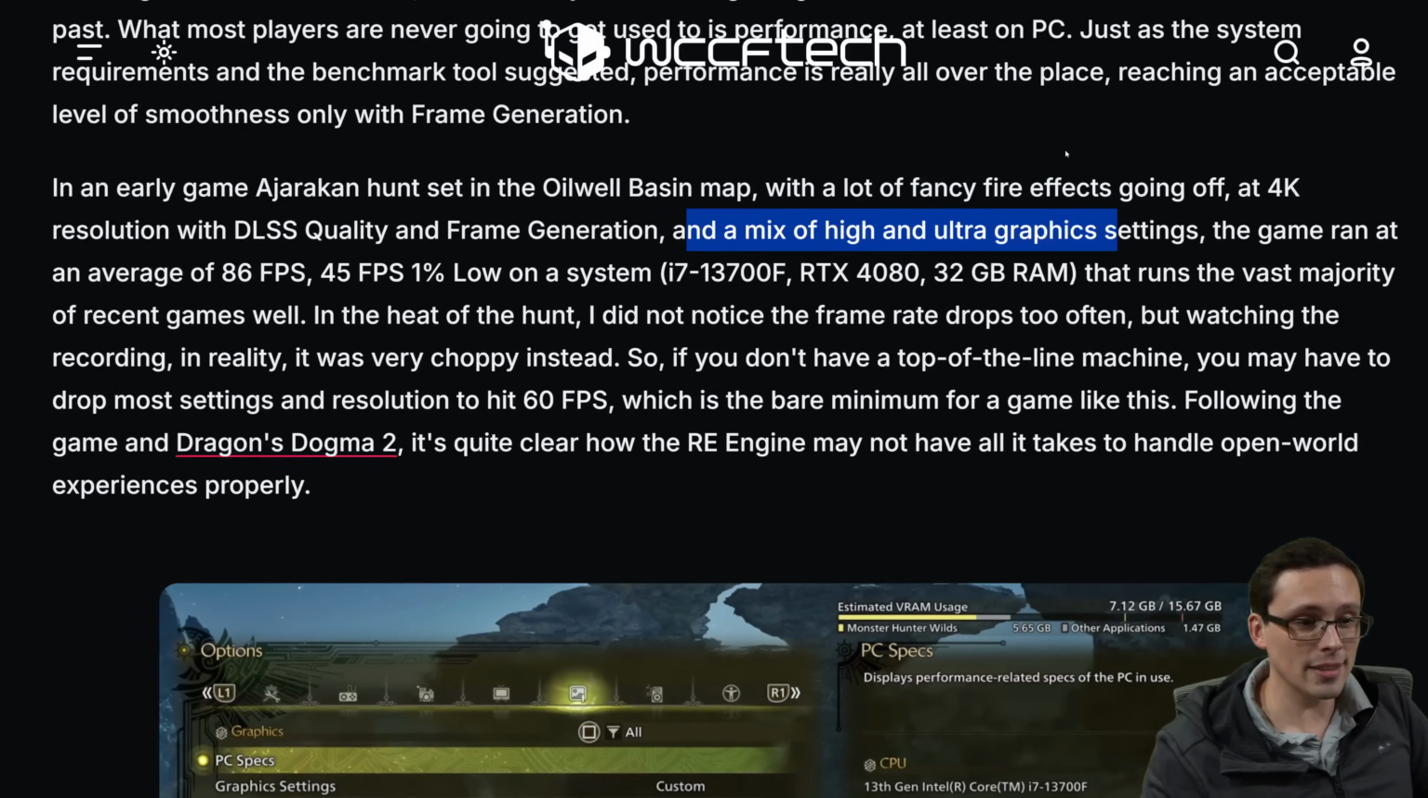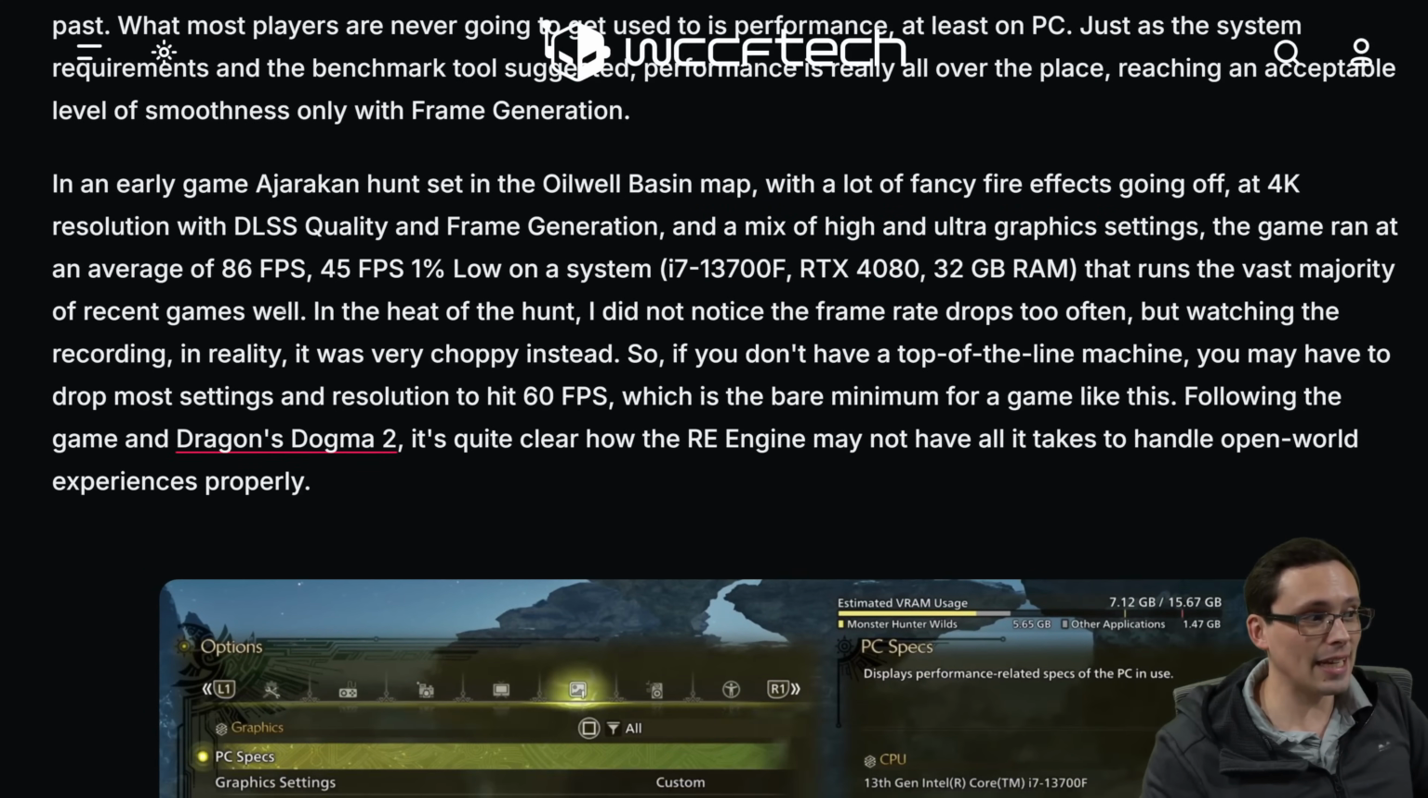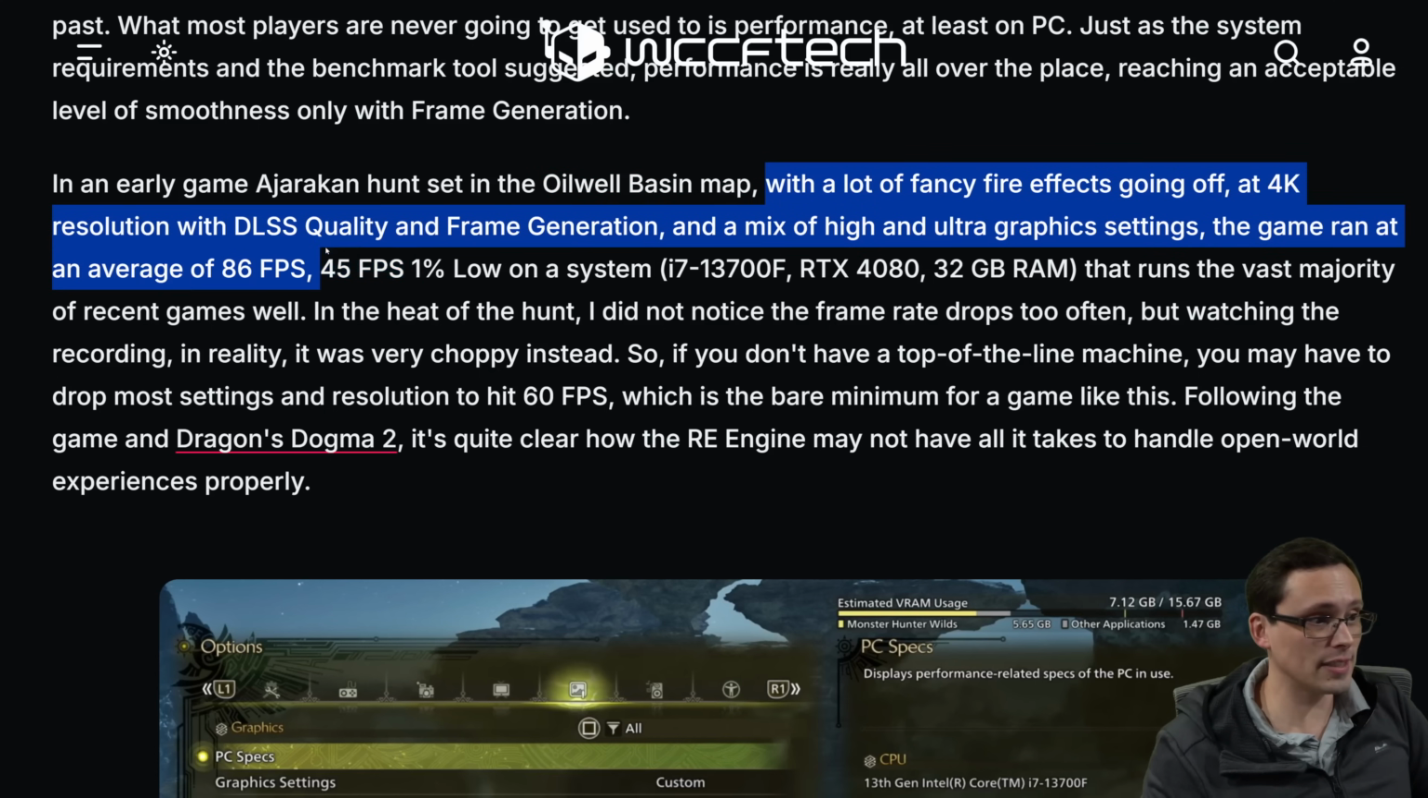With that in mind, I would say that running at an average of 86 FPS with 45 FPS 1% lows actually sounds awful, because that's with frame generation enabled. Now, this is during an early game hunt, guys. I'm not a Monster Hunter player, I don't know how to pronounce this, a Jarakan hunt set in the Oil Well Basin map, saying there's a lot of fancy fire effects going off, etc.